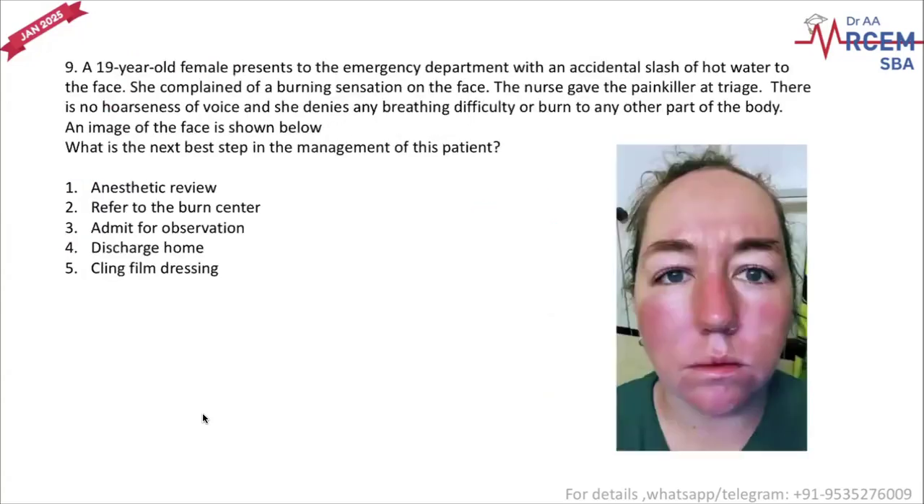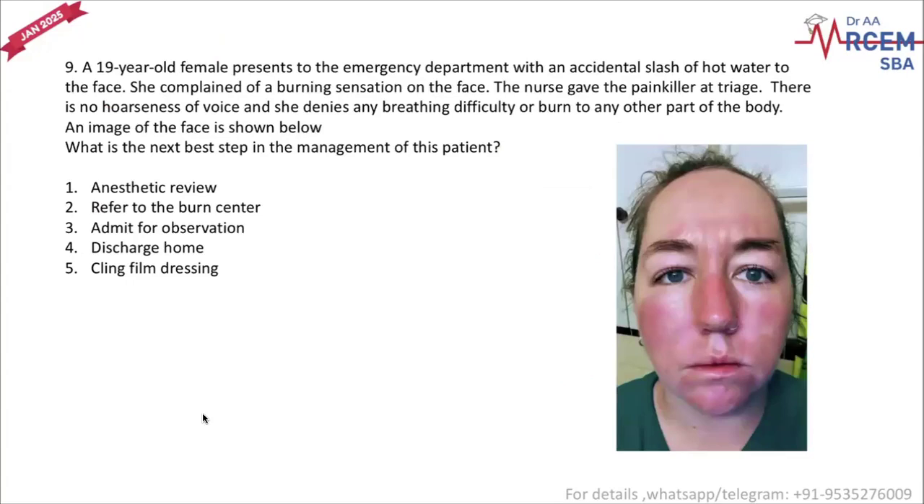Next one is a 19 years old female who presents to the ED with an accidental splash of hot water to the face. She complains of a burning sensation on the face. The nurse gave painkillers at triage. There is no hoarseness of voice and she denies any breathing difficulty or burn to any other part of the body. An image of the face is shown below. What is the best next step?